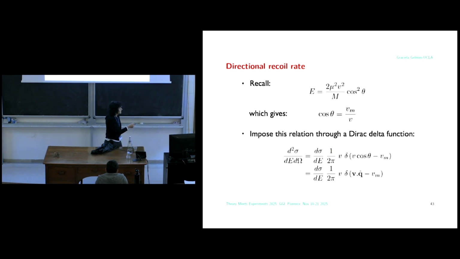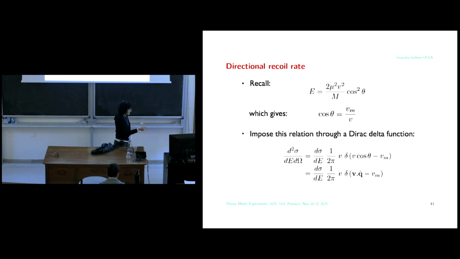Then, if you see here, what is cosine theta? I don't know if you remember, but this gives you the definition. If you take out the cosine theta, this would be the definition of V min. So actually, the cosine of theta is V min, here V min is V sub m, divided by the speed V. So impose these relations through a Dirac delta.